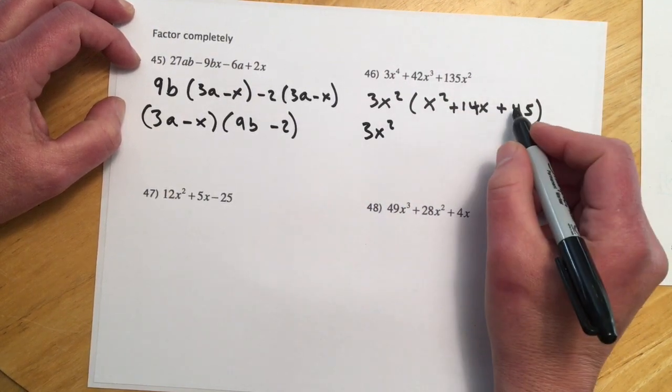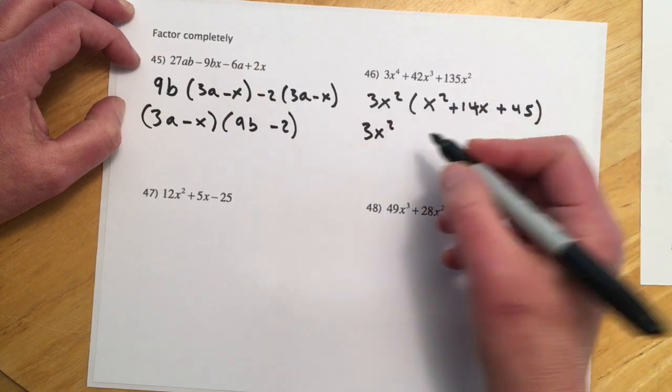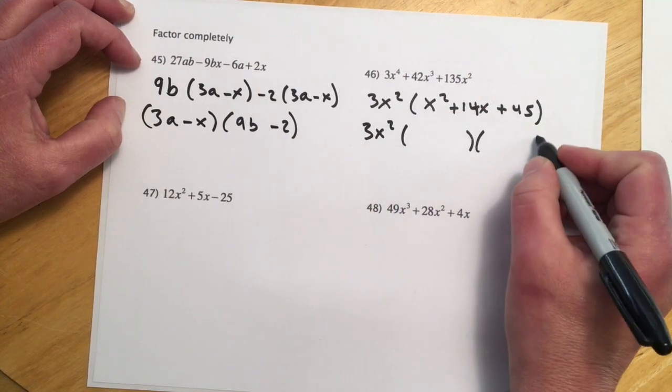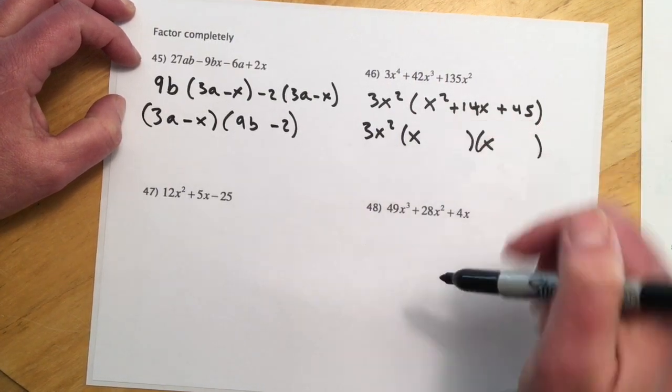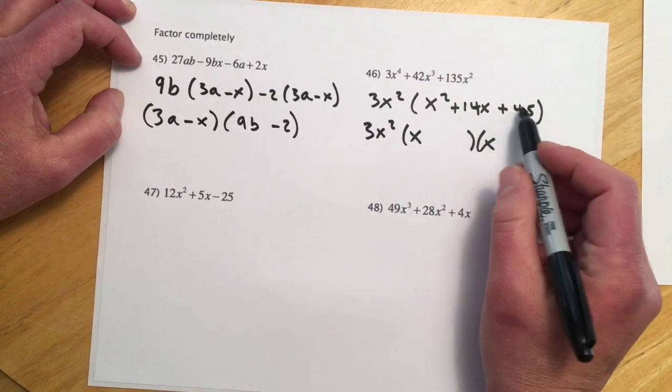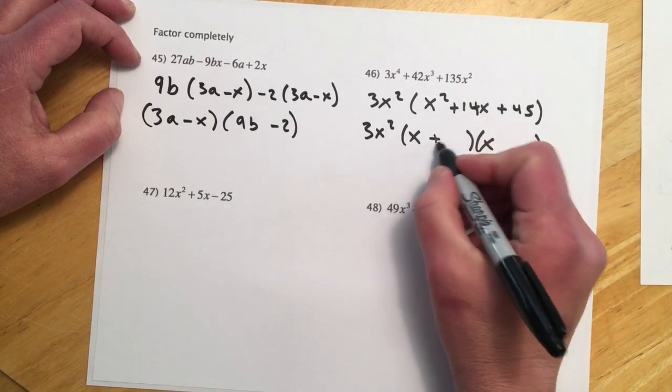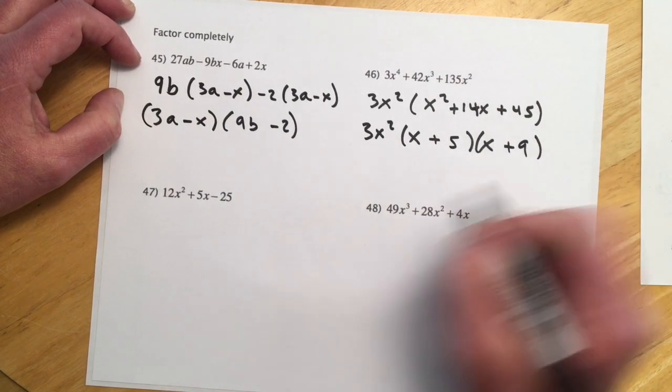And then this has 3 terms and leads with a 1, so that makes it 5.2. Remember, that's the kind where we just set up parentheses and ask what multiplies to the end and adds to the middle. So what multiplies to be 45 and adds to be 14 is going to be plus 5 and plus 9.